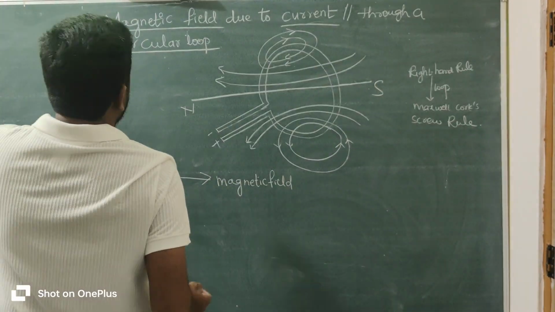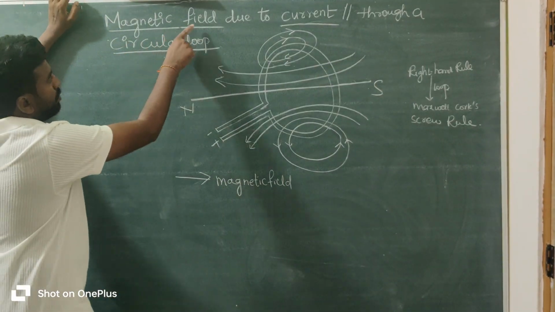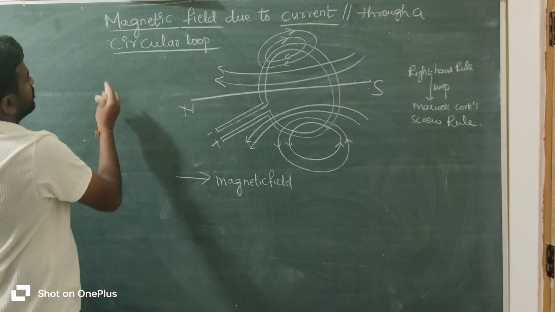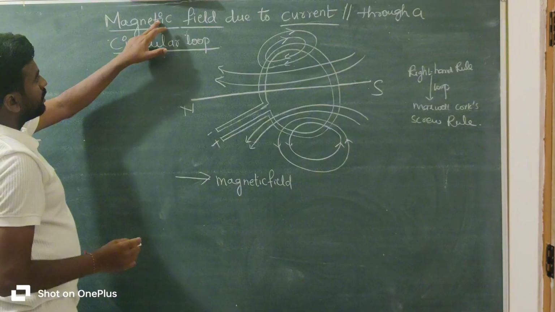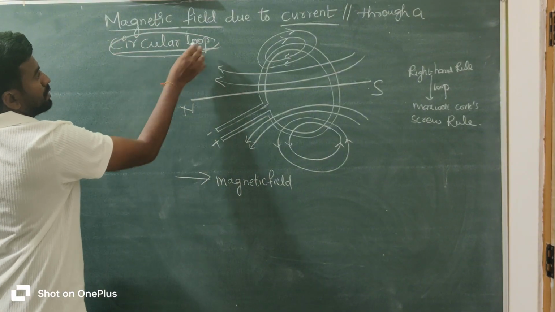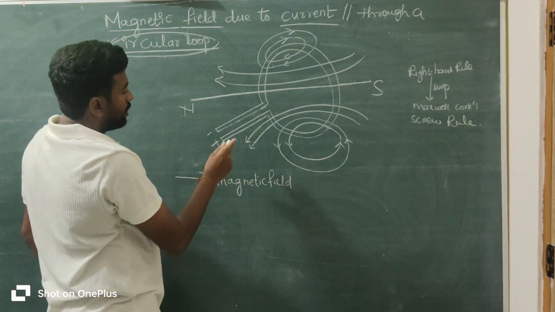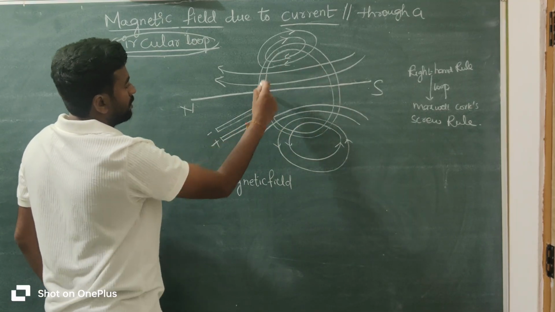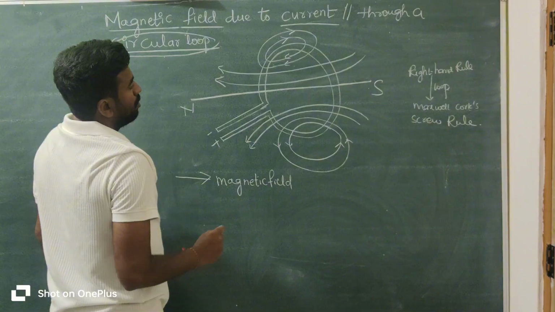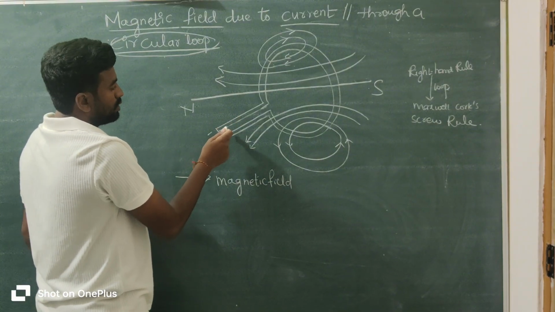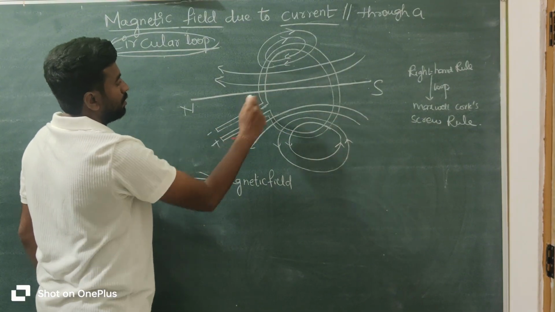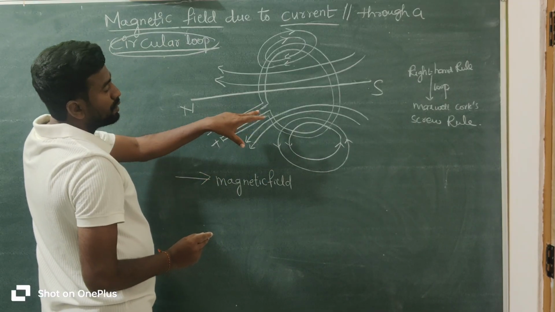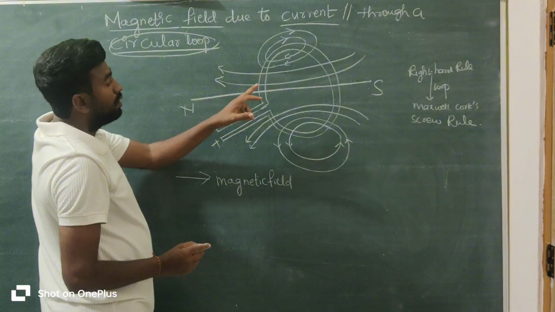Now, in the previous case we discussed magnetic field due to current in a straight conductor. Here we are finding the magnetic field due to current passing through a circular loop. This is the circular copper wire or circular copper coil. We have to find, when current is passing from positive terminal to negative terminal, the direction of the magnetic field in a circular coil.